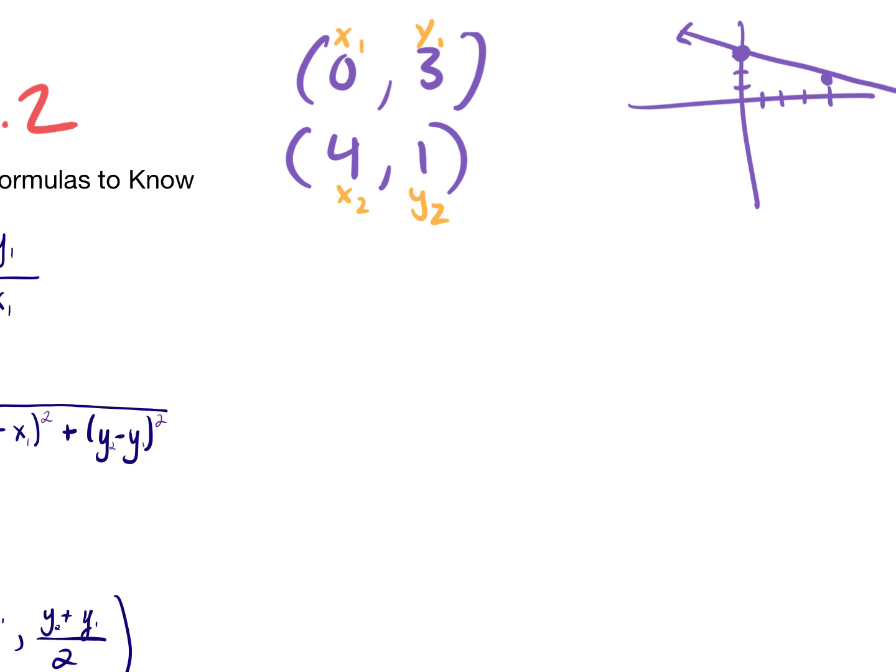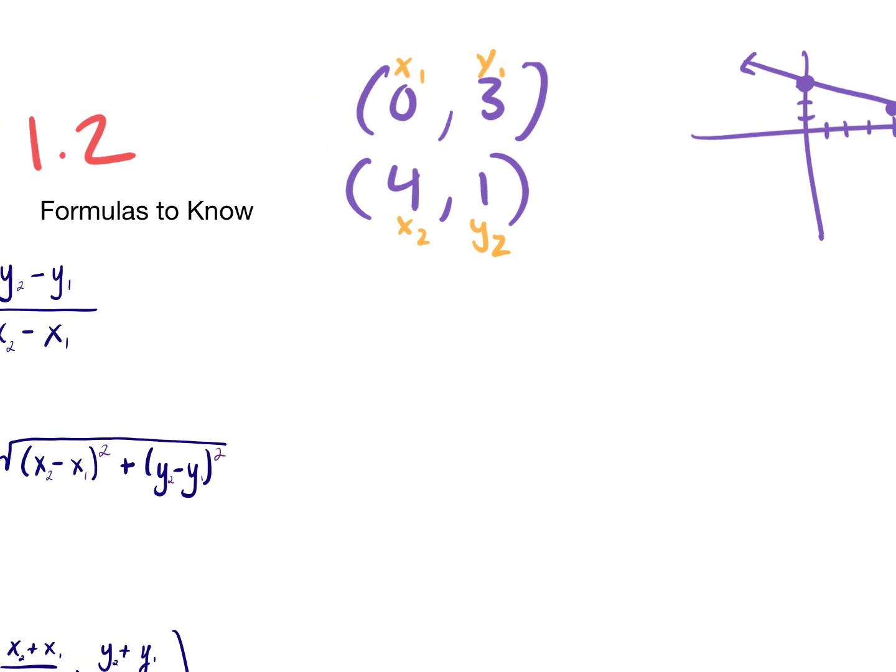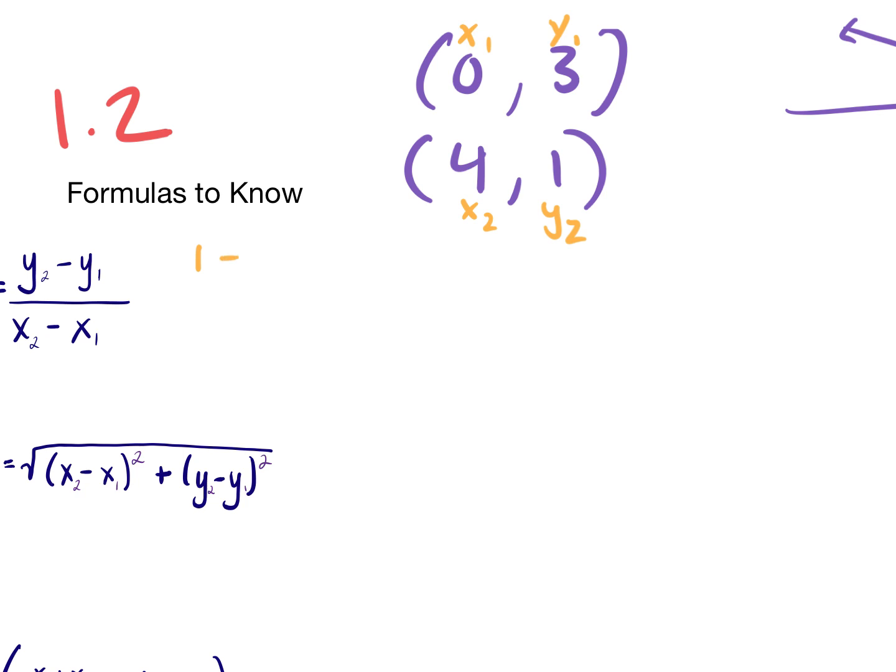So let's plug it in. We have the change in y's on top. So y2 minus y1 would be 1 minus 3 over x2 minus x1 would be 4 minus 0. What's 1 minus 3? Anybody? Negative 2 over 4. And what does negative 2 over 4 simplify to? Negative 1/2. So our slope is negative 1/2.